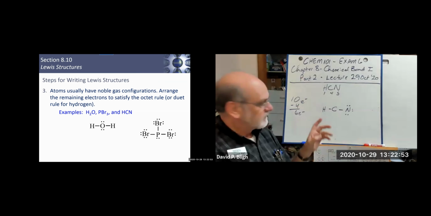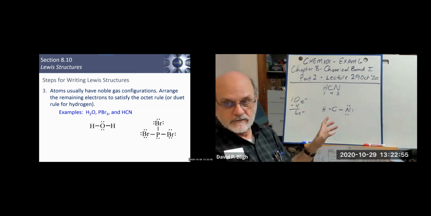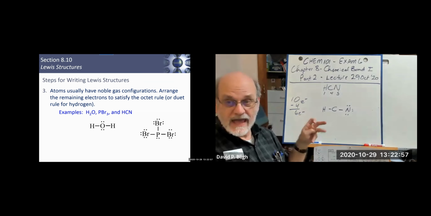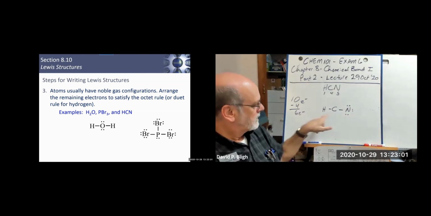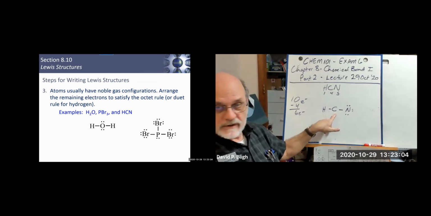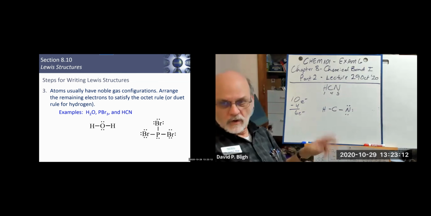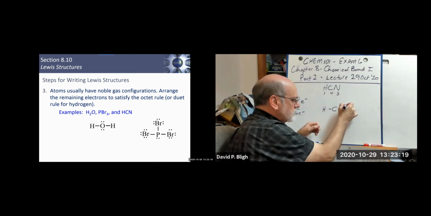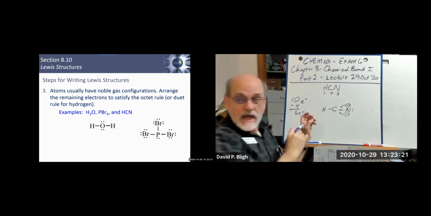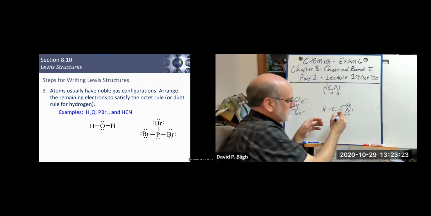Problem is, we haven't created octets for everybody. And if you can, you should. Now, nitrogen has an octet, hydrogen has a duet, but carbon is short, right? 2, 4. It needs 4 more electrons. So what do we do? We take these 2 and these 2 and form 2 more bonds, right?